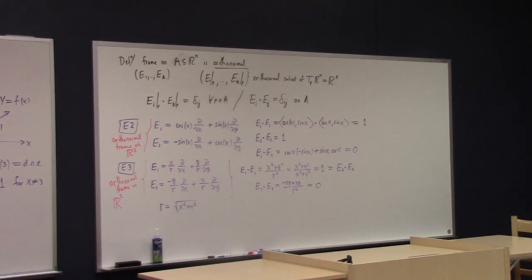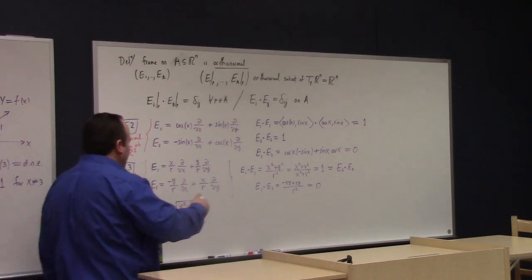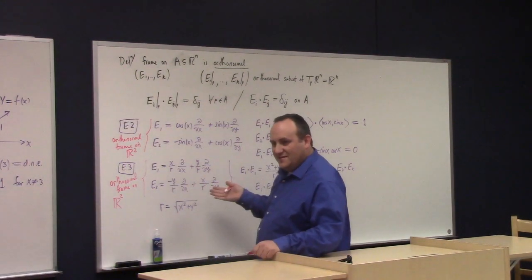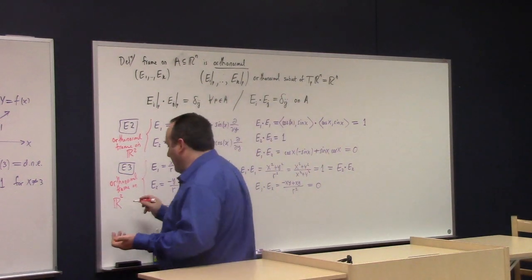You're like, it seems like a trap. I hope it feels like a trap, because it's a trap. What's the fine print here? What happens at r equals 0? We're in a world of hurt, right? So this is actually an orthonormal frame on the punctured plane.